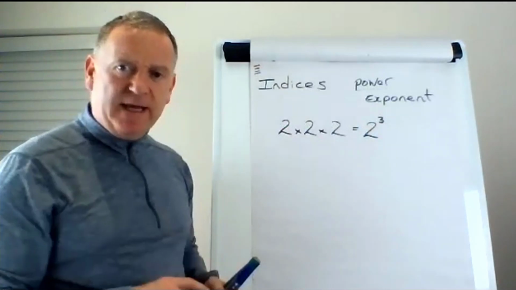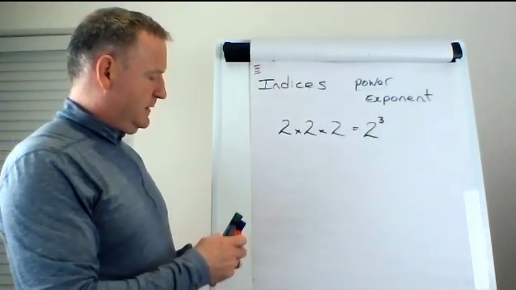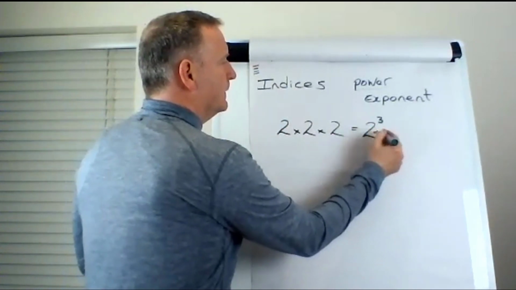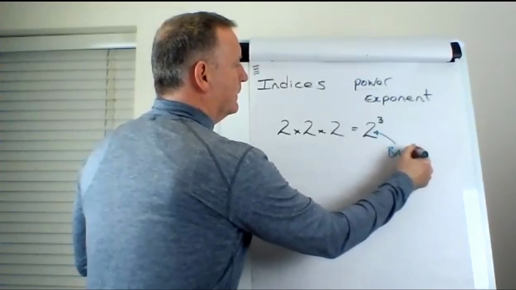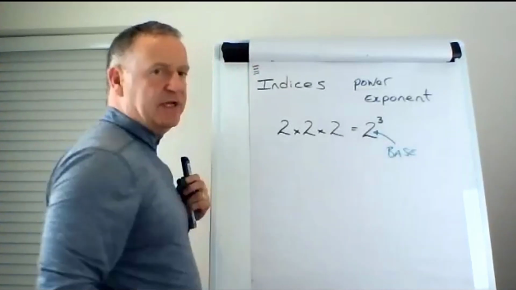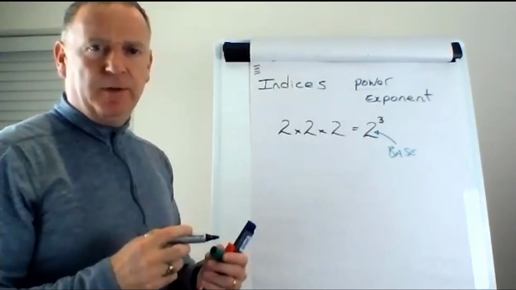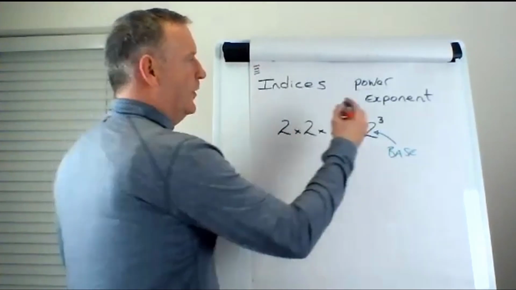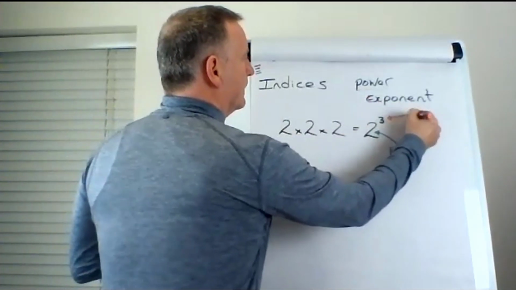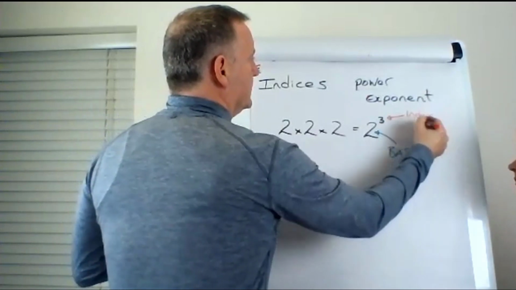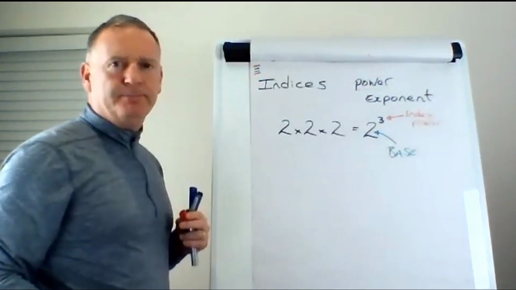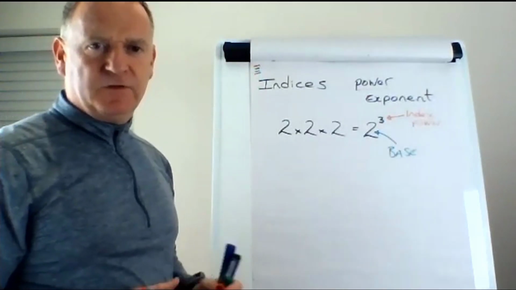And there are some names that we use in English. This number here is called the base number. The big number is the base number. And the little number we call the index or the power. Okay? You see that?